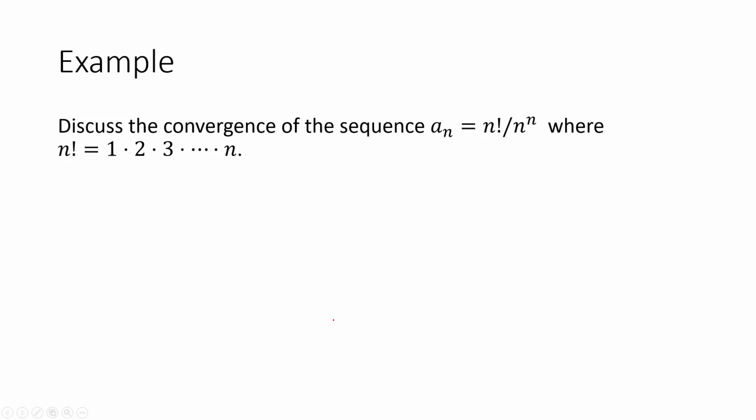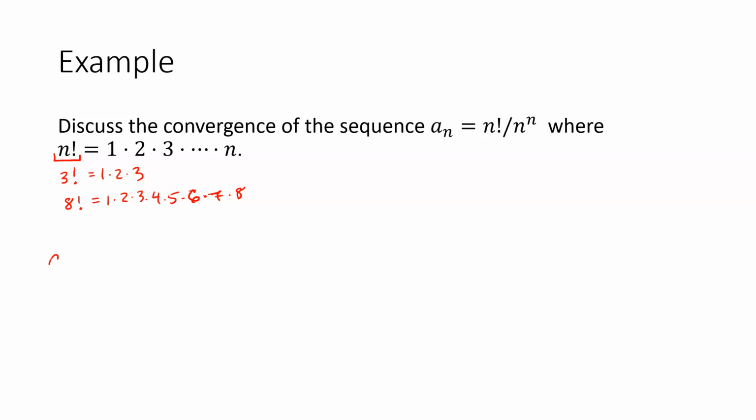Here's an interesting example. It says, discuss the convergence of the sequence a_n equals n factorial over n to the n. Where n factorial, right, this is the symbol n factorial, is multiplying all the integers from 1 coming up to n. So n factorial is a type of operator that only applies to positive integers. Okay, so for instance, 3 factorial is 1 times 2 times 3, or 8 factorial is 1 times 2 times 3 times 4 times 5 times 6 times 7 times 8. Okay?